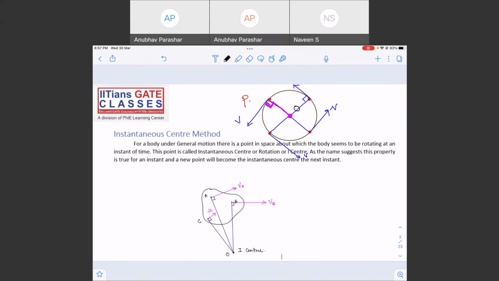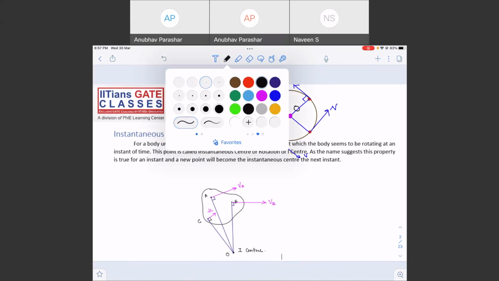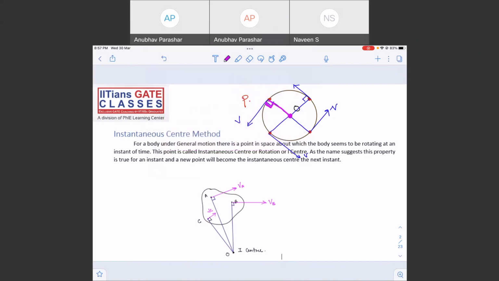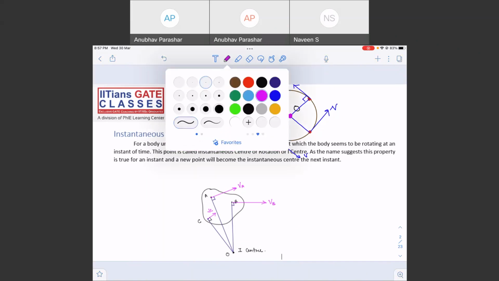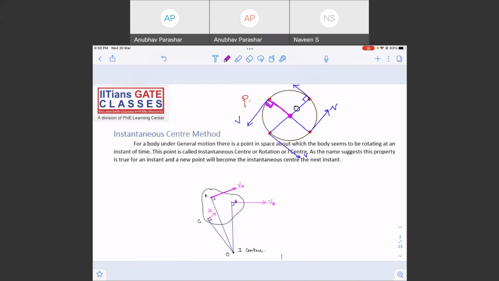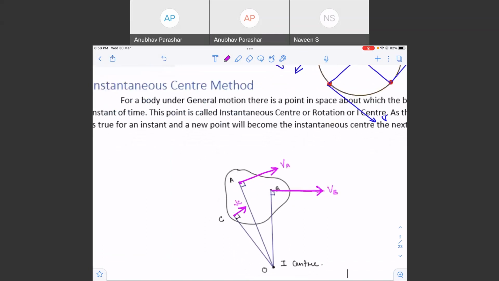I consider 3 points A, B, C, and I try to find out their velocities. Let me say the velocity of point A is in this direction, velocity of point B is in this direction, and velocity of point C is in this direction. I randomly picked 3 points A, B, C, and I got to know these are the 3 directions of velocity.